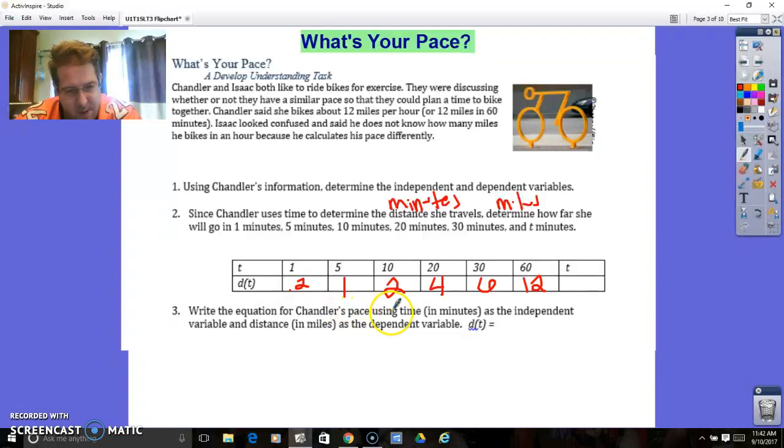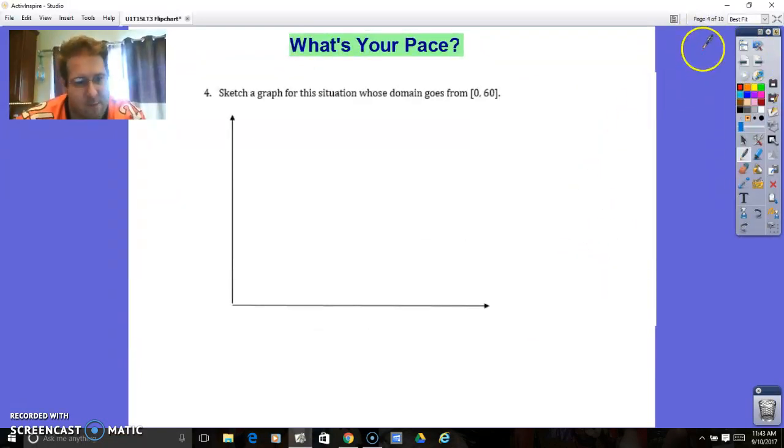Write the equation for Chandler's pacing using time in minutes as the independent variable and distance in miles as the dependent variable. So we know the starting point is at 0, and we also know that she's going 0.2 miles per minute. So 0.2 miles times t, the amount of minutes. Sketch the graph for this situation whose domain is from 0 to 60. So there's 0, and it's going to end at 60 minutes.